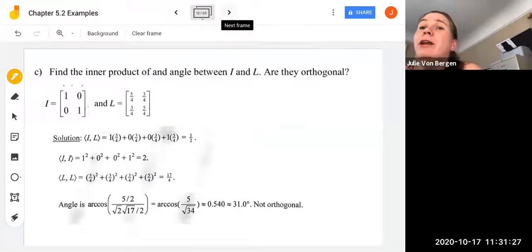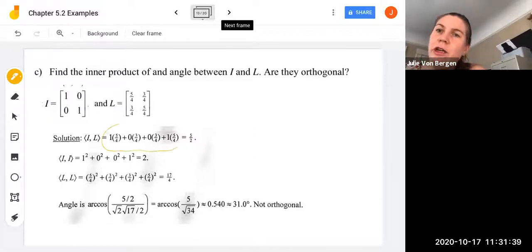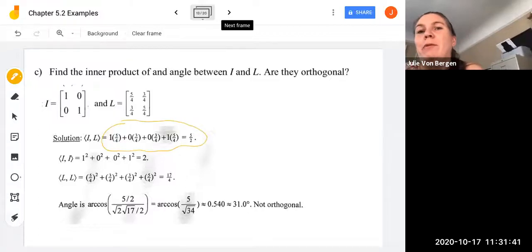Now let's find the inner product and the angle between I and L. Are those orthogonal? I pasted the vectors, or 2 by 2 matrices, I and L here. When we do the calculation, we're again doing component-wise multiplication. So we get 1 times 5/4 plus 0 times 3/4 plus 0 times 3/4 plus 1 times 5/4. No cancellation here. So this works out to be 2 times 5/4, or 5/2, or 2.5. And so they're definitely not orthogonal.